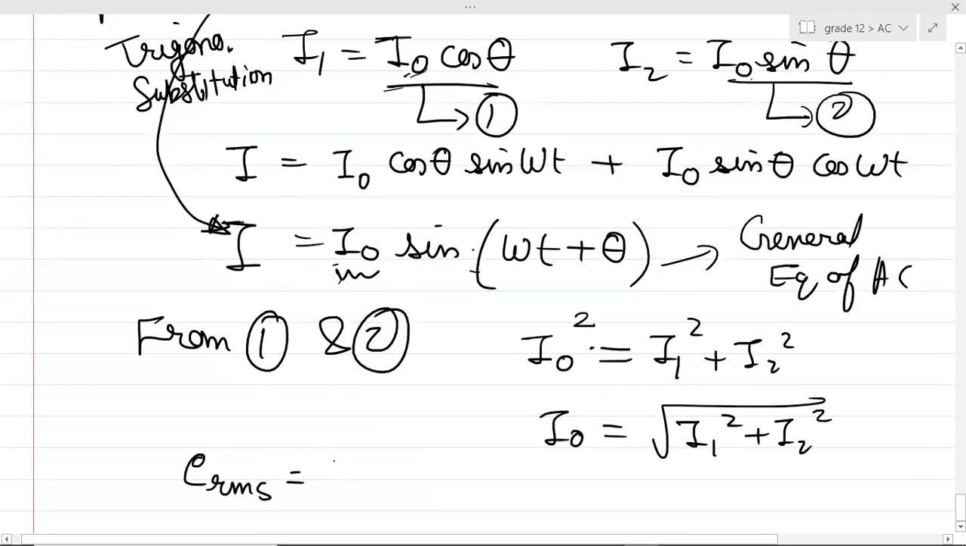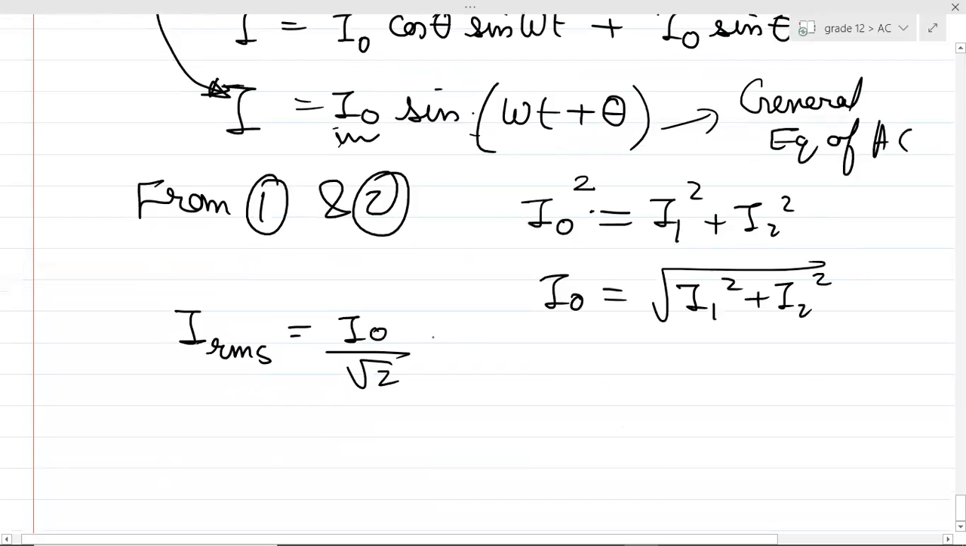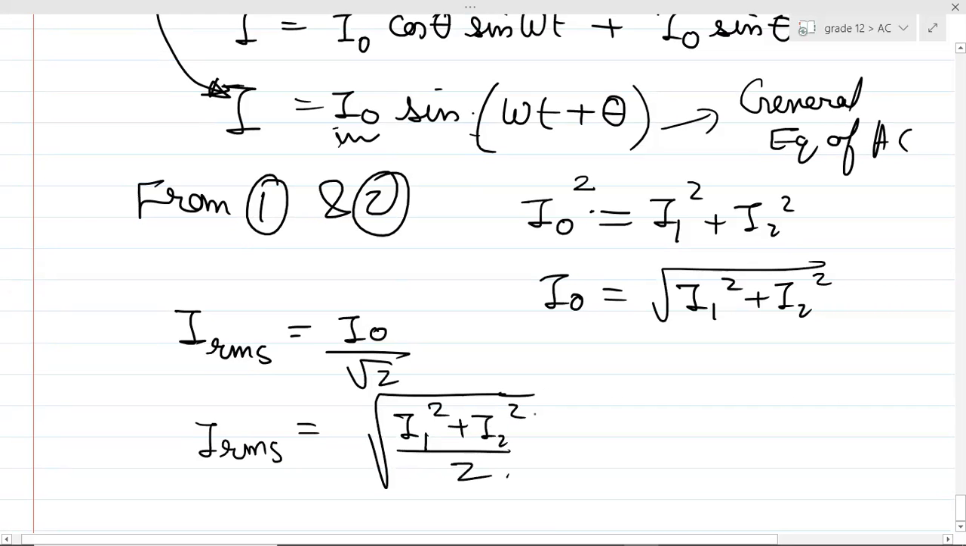What will be the RMS value? Root 2, right? This I naught, oh sorry, my bad, I naught divided by 2. So what will be my final answer? For the resultant current, the final answer will be under root of I1 square plus I2 square divided by 2. And that's my answer. Is this clear?